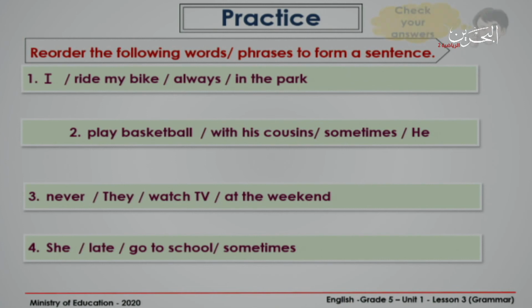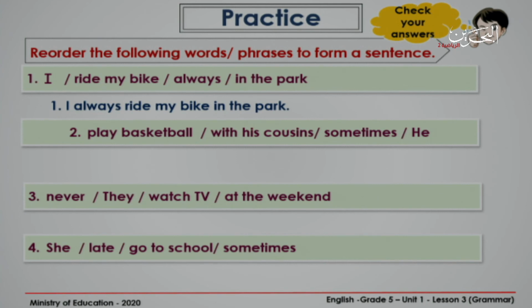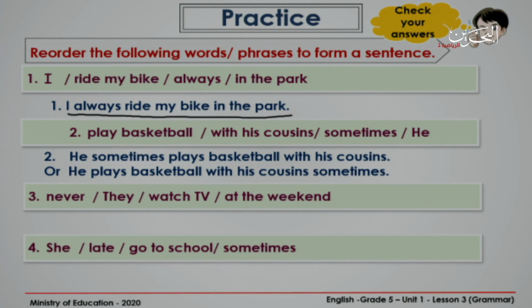Now let's check your answers. Number 1. I always ride my bike in the park. Very good. Number 2. He sometimes plays basketball with his cousins. Or you can say, he plays basketball with his cousins sometimes.